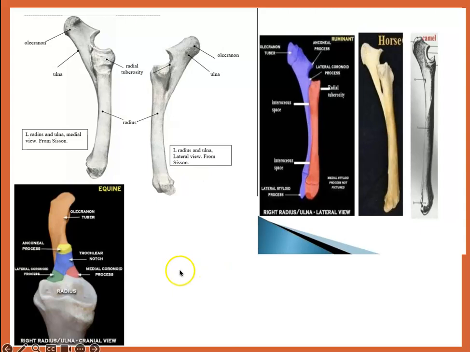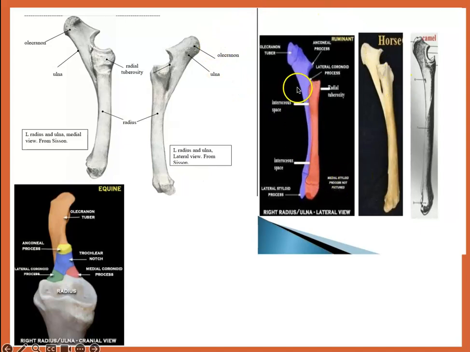So if you look at this diagram of the equine, you can find the ulna fused with the radius, leaving an interosseous foramen. In the camel it is an interosseous space, in the horse an interosseous foramen, and two interosseous spaces in the ruminant, and they are separated in the dog.